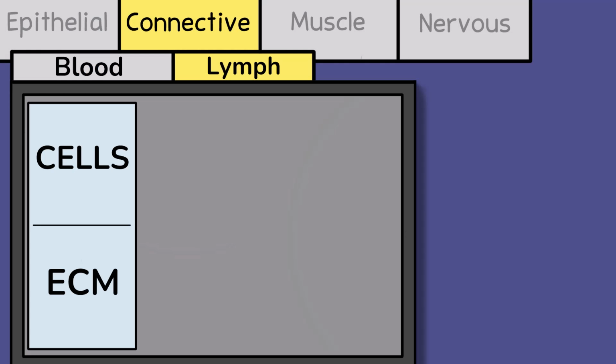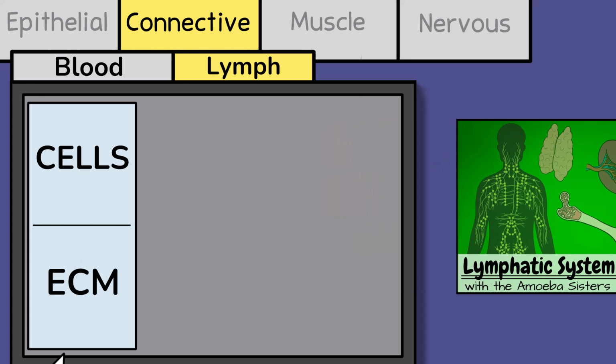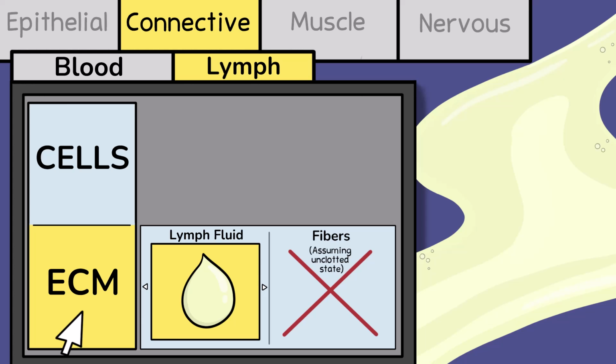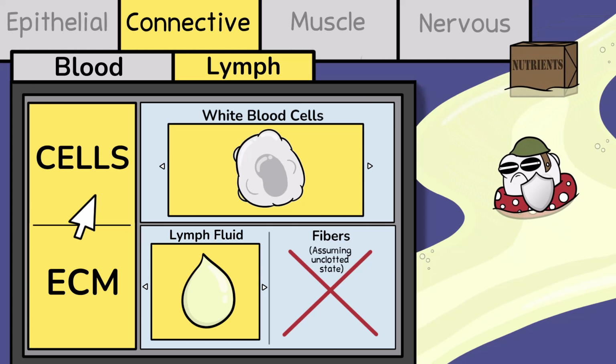Lymph can be considered another fluid connective tissue. You might remember learning about lymph in our lymphatic system video. Assuming unclotted, as we did with blood, the ECM has no visible fibers. Lymph fluid is derived from interstitial fluid. And examples of cells in lymph? White blood cells. Lymph has important immune function and can also deliver substances to the blood.